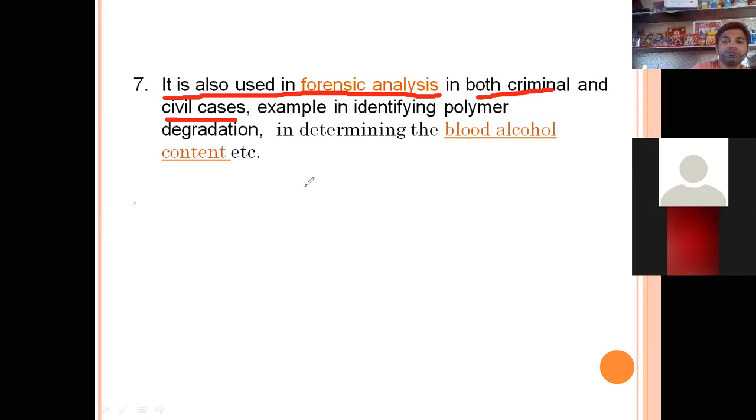So this is all about IR spectroscopy. Hope you have understood.